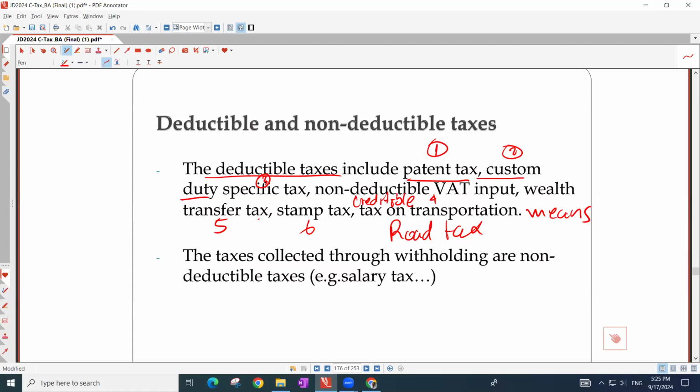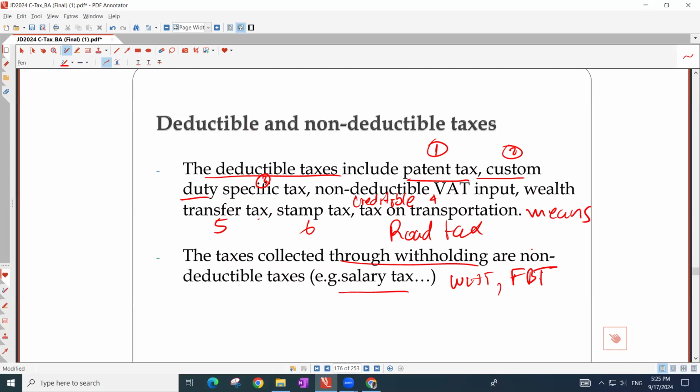The tax collected through the withholding system is non-deductible. For example, tax on salary, withholding tax, and fringe benefit tax. Yeah, FBT. So this kind of tax is what we collect through withholding. This is a kind of income tax or direct tax. So if we incur expenses related to these three types of tax, you are not allowed to claim them as a deduction. You have to add them back when you do the income tax calculation.